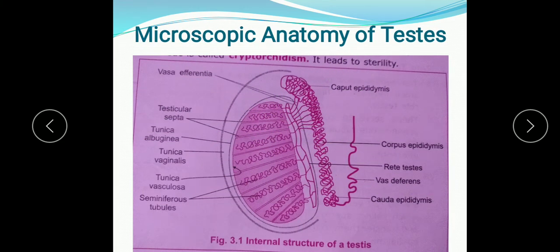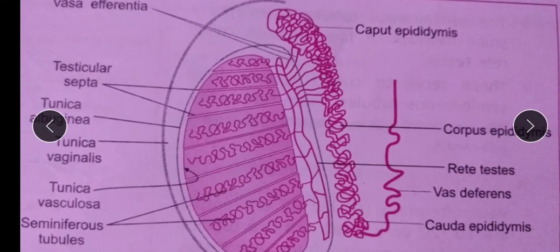Now further, all these seminiferous tubules open into a small network of fine ductules. This is known as the rete testis. What is the function of this? The rete testis serves to collect the sperms from the seminiferous tubules, and from here the sperms are passed to the vasa efferentia. So next we will see the vasa efferentia.